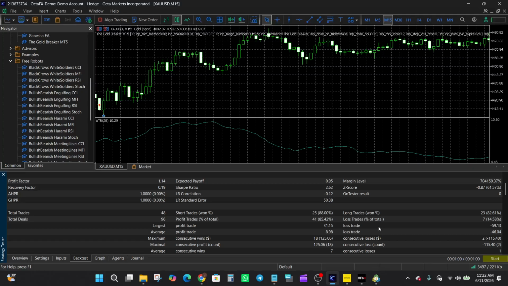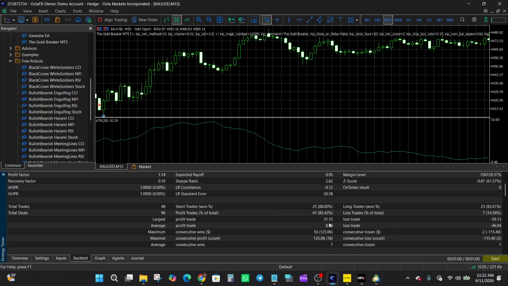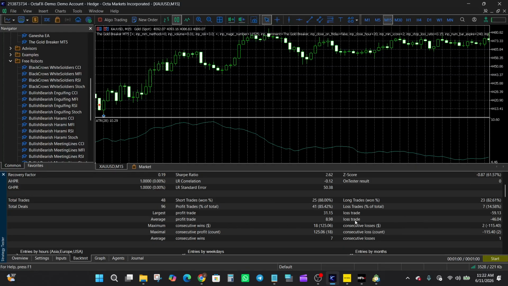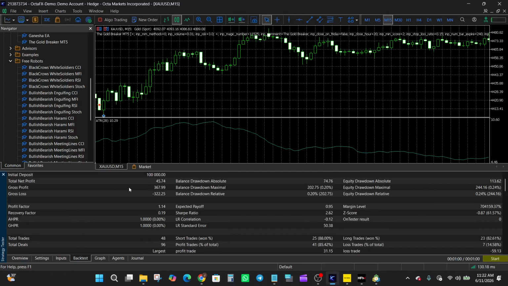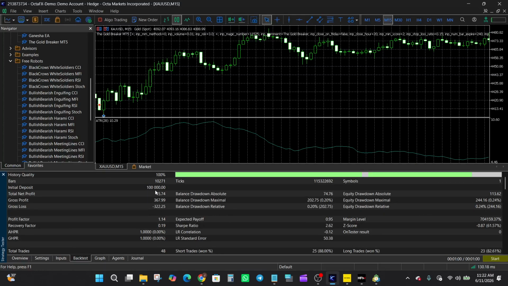So this shows me that the average risk to reward ratio is actually poor. You can see the difference between the average profit and the average loss is wide. So I'm not really surprised to see just a tiny total net profit.